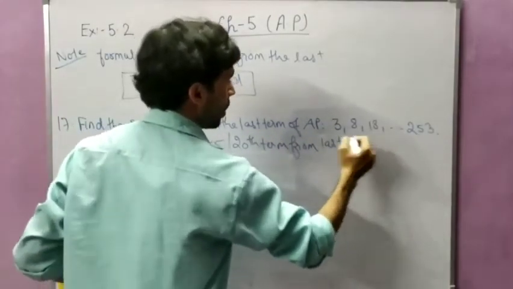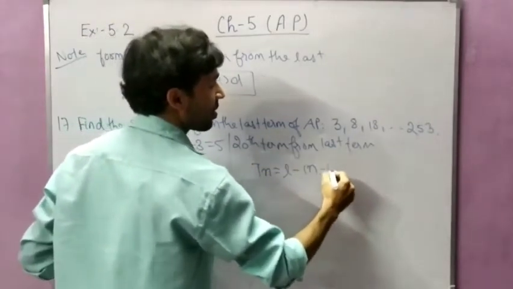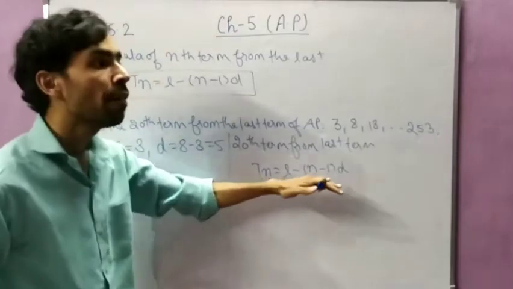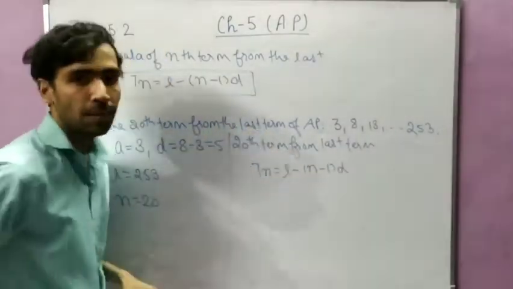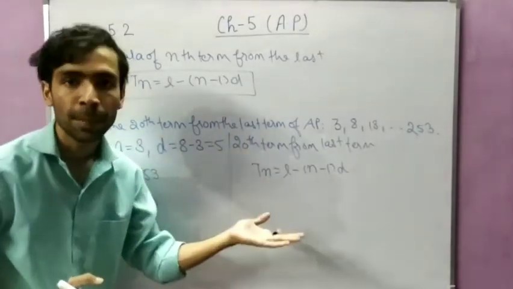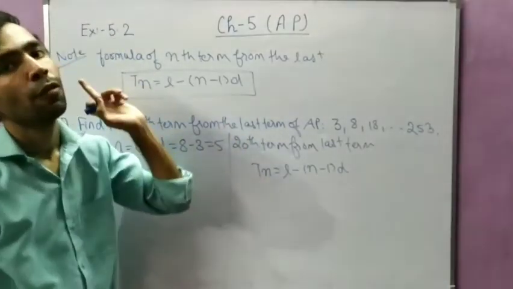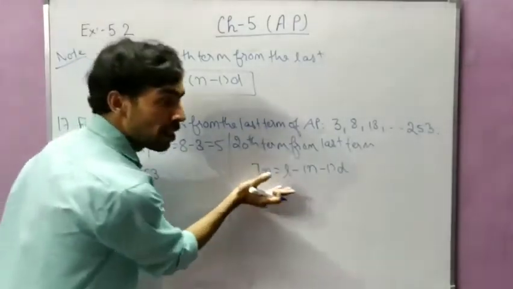The term will be Tn is equal to L minus (n minus 1) d. This formula you will use only when the last term is written, from the last term. If only this much is written, that find the 20th term of the AP, then you have to use the initial formula only, okay? When the last term is written, then only apply this formula.